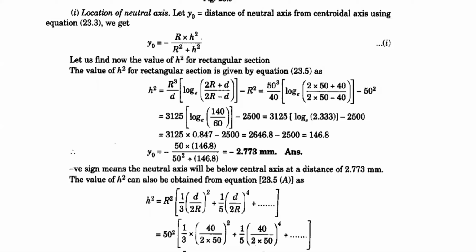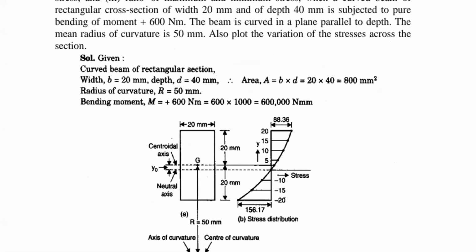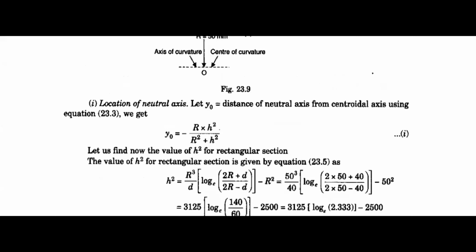In your given data, the mean radius of curvature is specified. You please observe that the mean radius of curvature is equal to 50 mm. That is mentioned here. Very good, so only r is available. Now you require to determine the h square value.